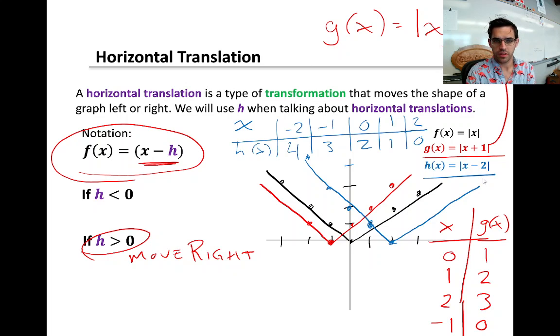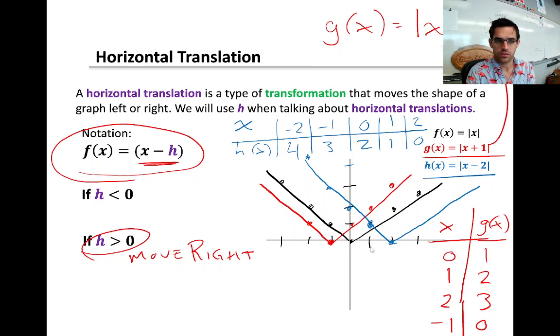And we can verify that with another table. We can throw our inputs for x, and we get our outputs for h of x. If I throw in negative 2, I'm doing the absolute value of negative 2 minus 2, or the absolute value of negative 4, which is positive 4. So negative 2, 4 is up here. I throw in negative 1, my output is 3. I throw in 0, my output is 2. I throw in 1, my output is 1. And I throw in 2, my output is 0. And I end up creating this line. And I know if I keep going, I'm going to start going back up. And so we've created the same V shape, but it's translated 2 units to the right.